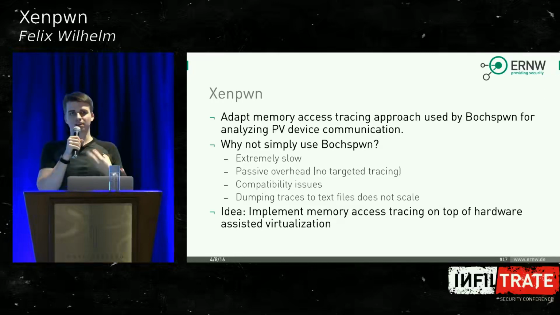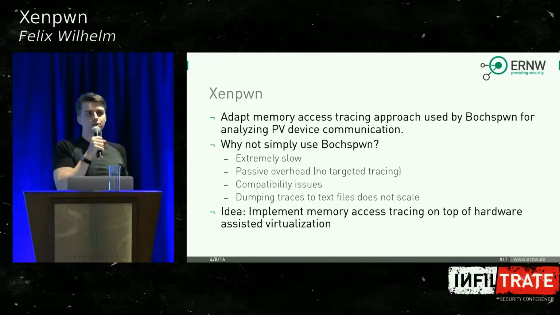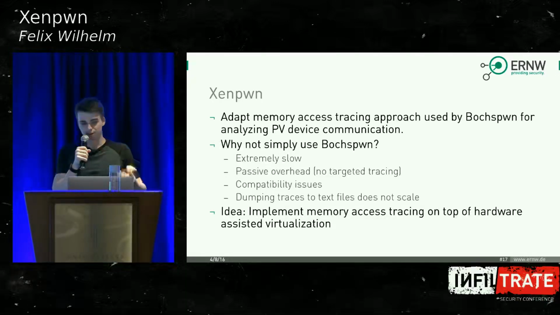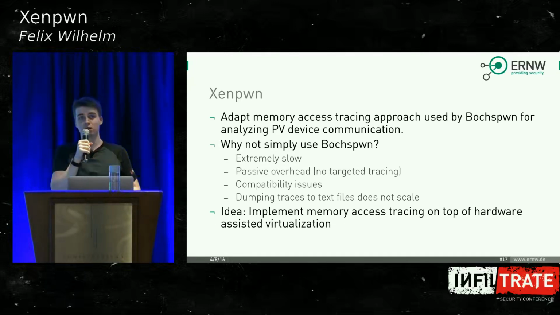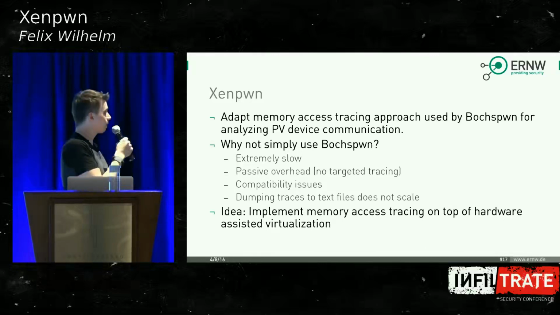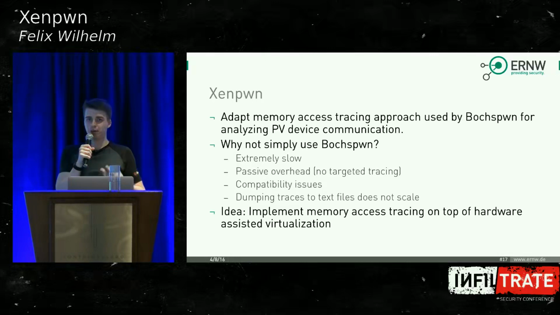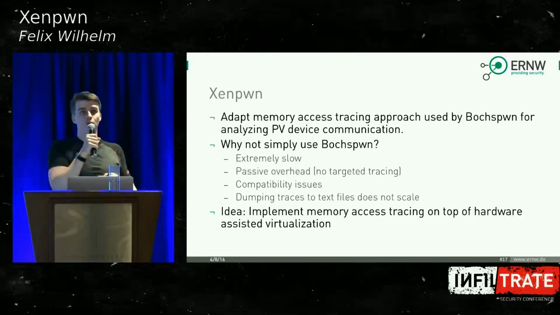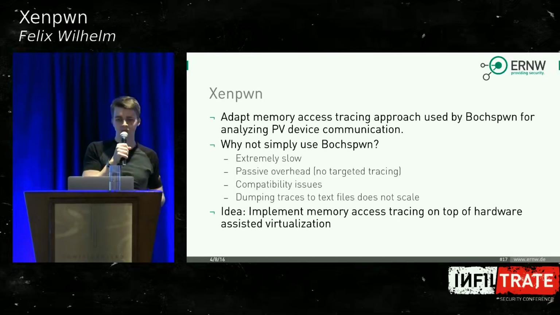First of all, it's extremely slow. If you ever used the Bochs CPU emulator, you probably noticed it's slow by default. It's just software emulation, so it doesn't have any acceleration. So even just booting up a modern Windows system takes a long time. And if you enable Bochspwn, so if you enable this tracing, then it slows down by a factor of 5 or more again. So it's not really usable for complex environments.